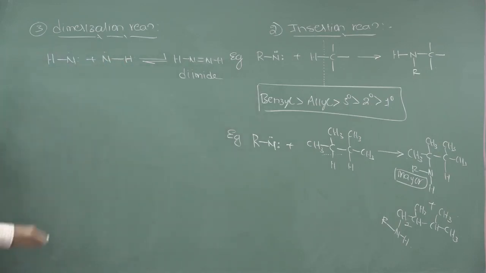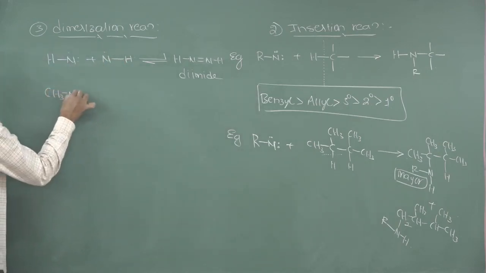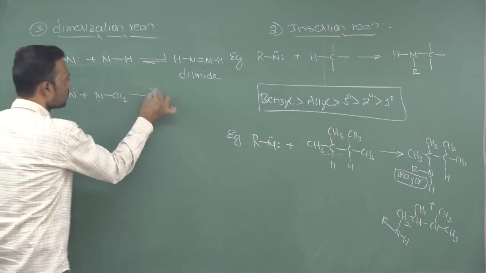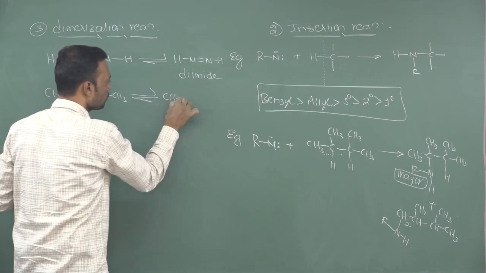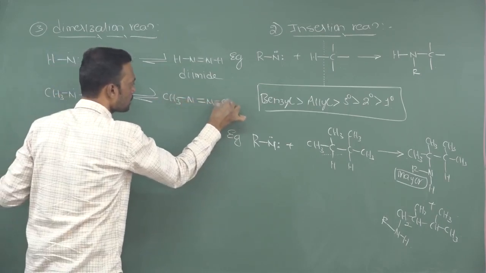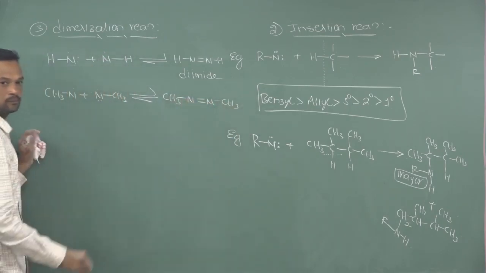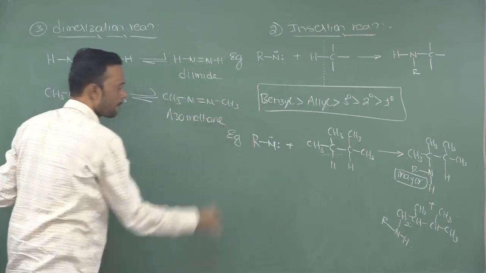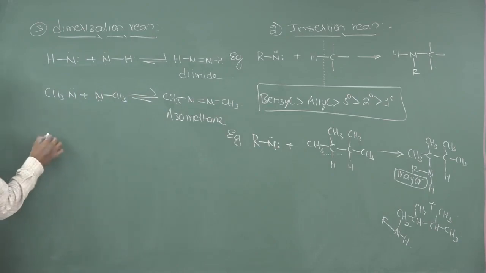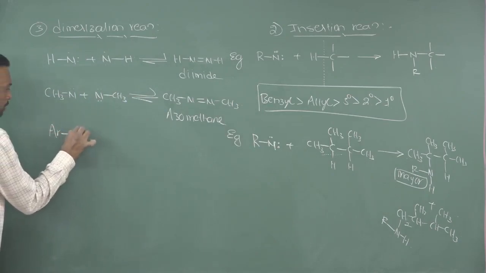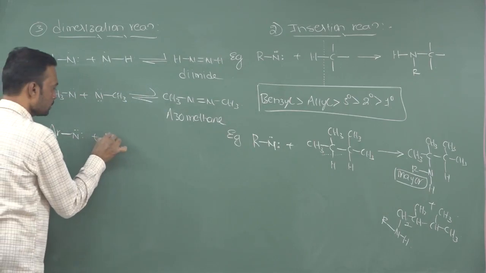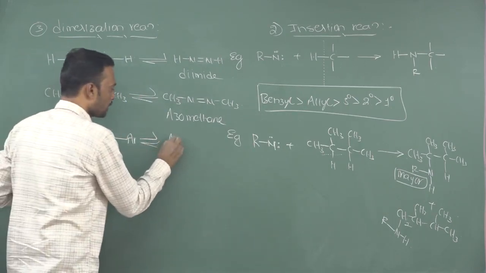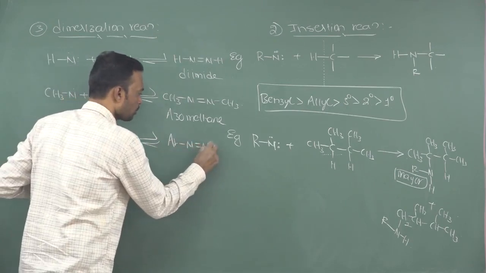Suppose I take a methyl nitrene, methyl attached to nitrene. Now 2 equivalents of the same nitrene will combine together. So what will you expect? Methyl is attached to nitrogen, nitrogen double bond, and this is the one. So azomethane. Azomethane formation takes place. Okay? And if I take aryl, aryl on dimerization, in your examination they may give it like this. Aryl on dimerization will give an aryl ring attached to nitrogen, nitrogen double bond, and finally the aryl.